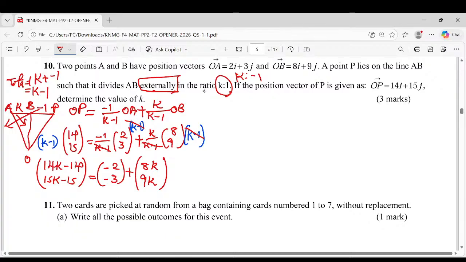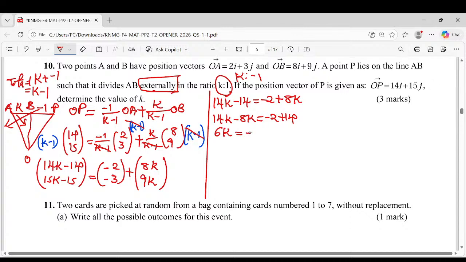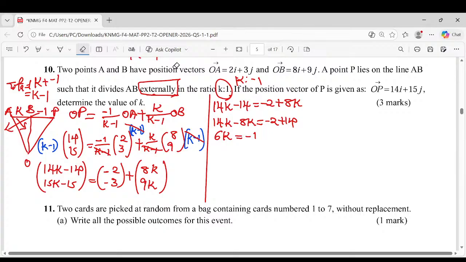I was trying to eliminate the denominator to make my work easier. So in the first case, I'm going to have 14k minus 14 will be equivalent to negative 2 plus 8k. When you collect like terms, this will be 14k minus 8k is equal to negative 2 plus 14. 14k minus 8k, this will be 6k is equivalent to positive 12, not negative 12.